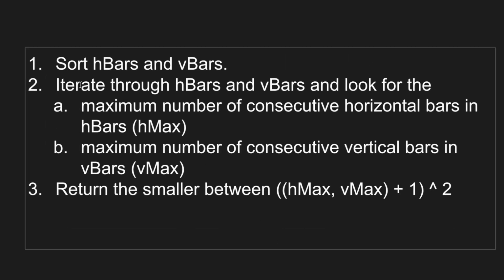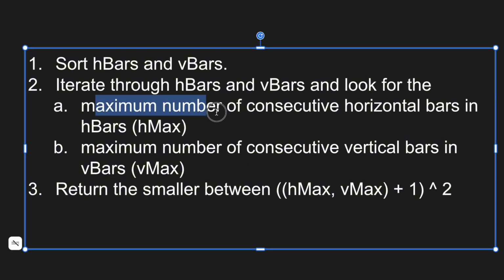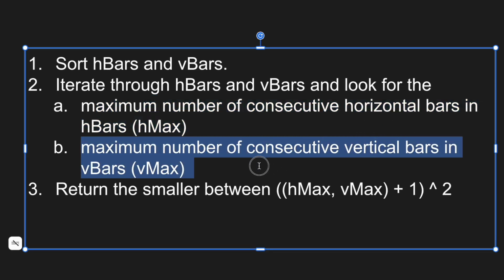So first, the bars need to be consecutive, and second, just because the vertical bars have a lot of consecutive bars, the horizontal will also need to have as many to be able to form a square of the size that the number of vertical bars has, and vice versa. So what we can do is sort hBars and vBars, iterate through them, and look for the maximum number of consecutive horizontal bars in hBars, and also the maximum number of consecutive vertical bars in vBars.